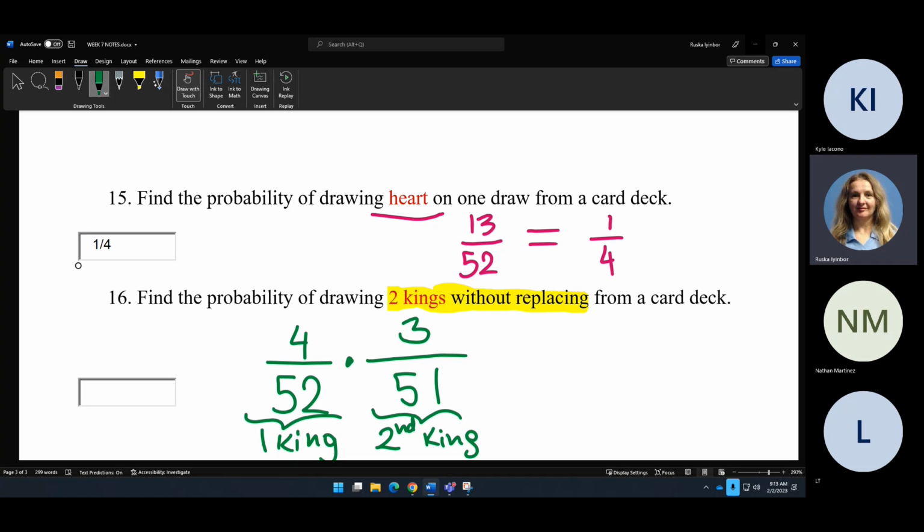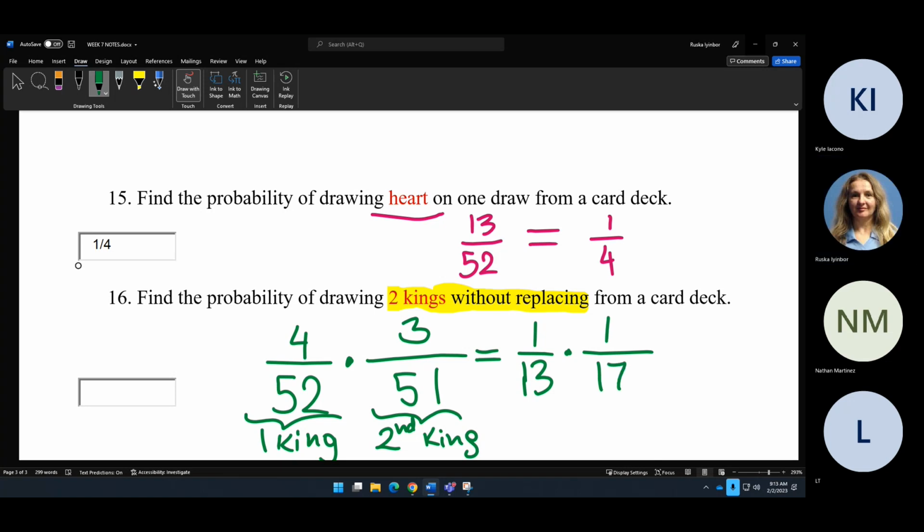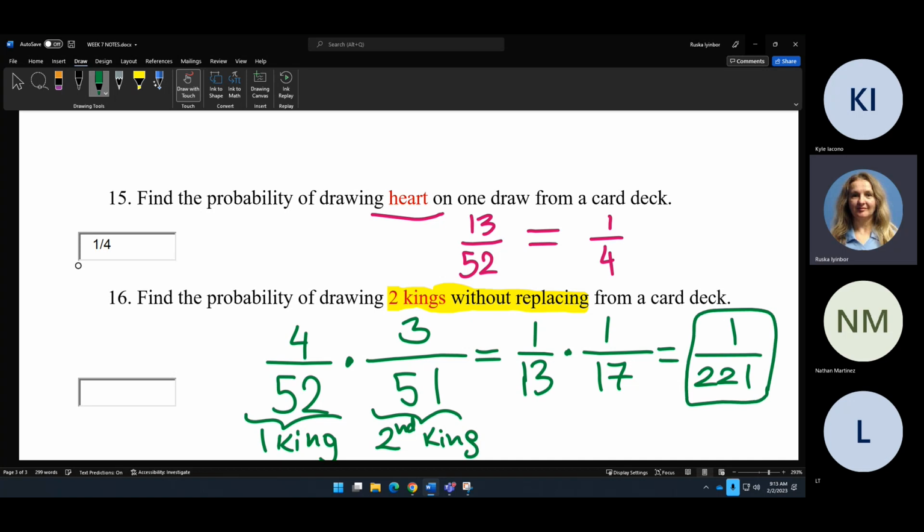So we know 4 over 52 is what? 1 over 13, that's right. And what is 3 over 51? 1 over 17. Now what you need to do here is multiply. 1 over, what is 13 times 17? Just multiply 1 times 13. 1 over 221. Thank you for doing that for me. Okay, and that's the answer.